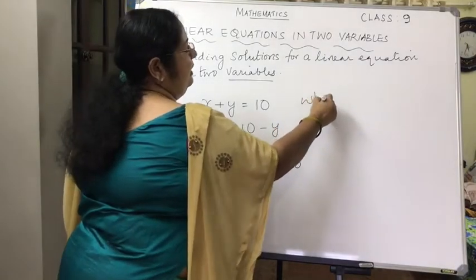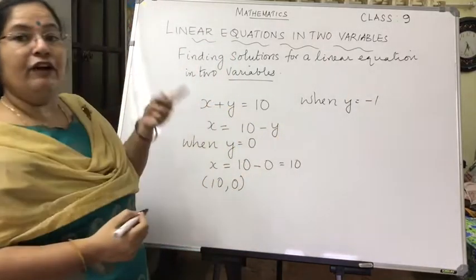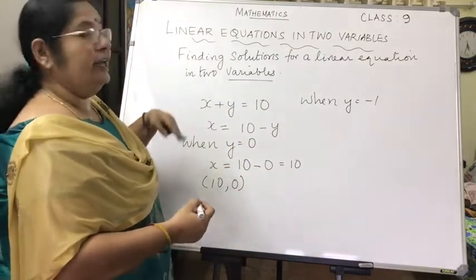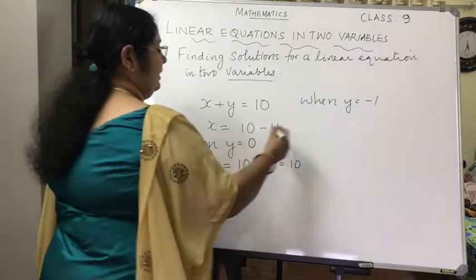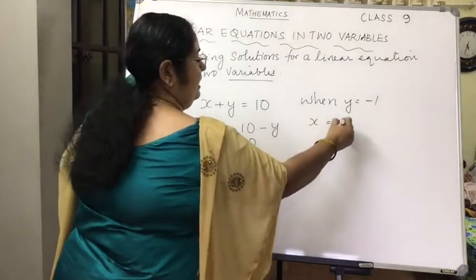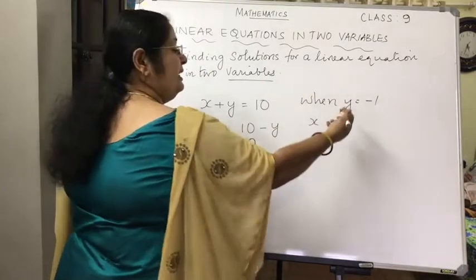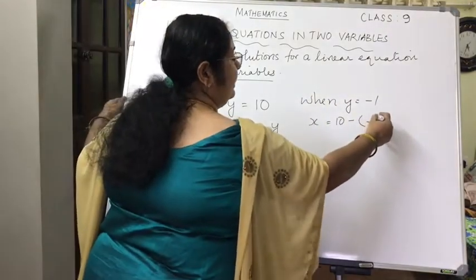One more solution let us find out. Say when y equals minus 1. When y is minus 1, what is the value for x? So x will be equal to, this relation below, x is 10 minus y. But what is y here? Minus 1. So 10 minus minus 1.